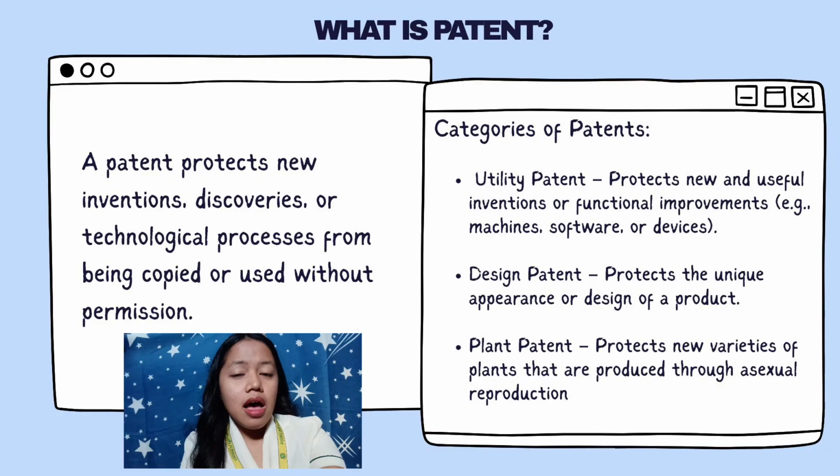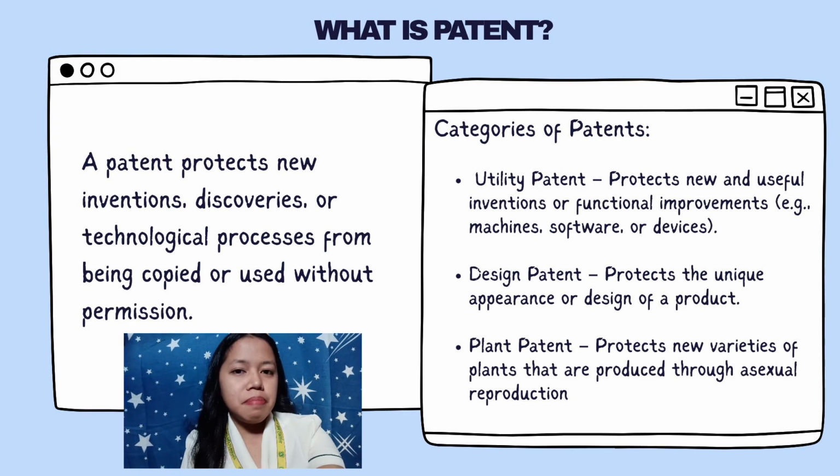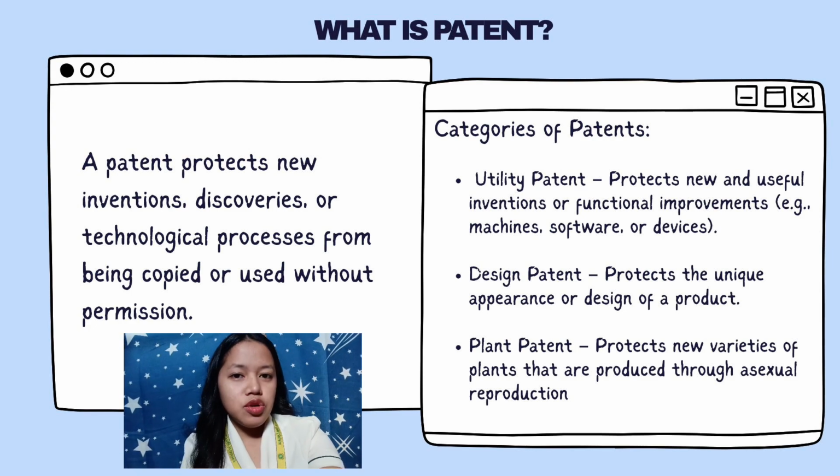Second is design patent. A design patent protects how an invention looks, its unique appearance or design. Lastly is plant patent. It protects a new variety of plant that is reproduced asexually. It means using existing plants, not a seed, to grow a genetically identical plant.